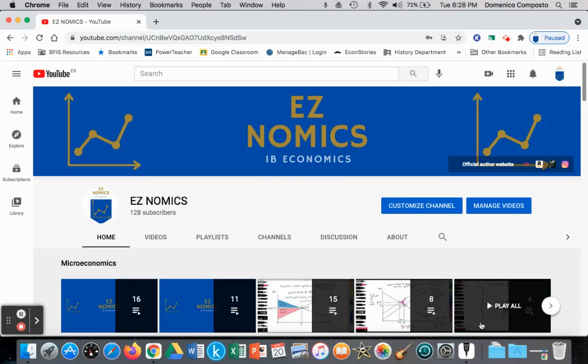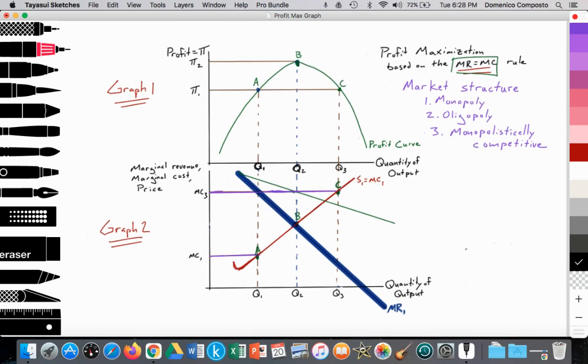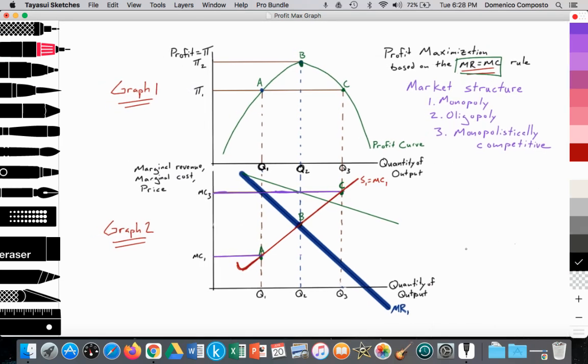This is a second video looking at the marginal revenue equals marginal cost rule in order to maximize profit. In a previous video, we looked at how this rule applies to perfectly competitive market structures. Now we're going to look at this profit maximization rule, where MR equals MC, as applied to monopolies, oligopolies, and monopolistically competitive firms. These three market structures are similar in terms of the demand curve that is now downward sloping.